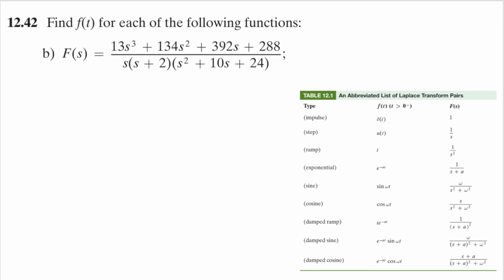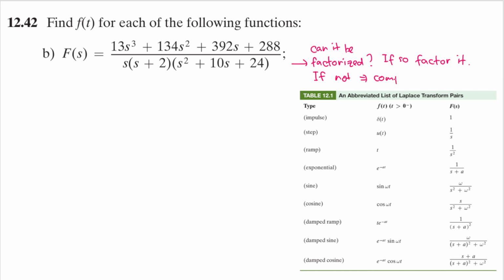And one thing that we need to notice here is that we have a quadratic function here in the denominator. So if we have a quadratic function here, we need to check whether it can be factorized or not. If so, we factor it. If not, we complete the square.